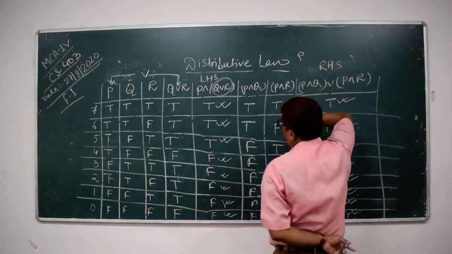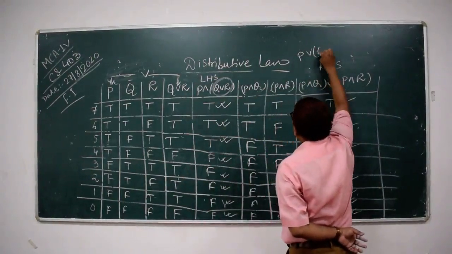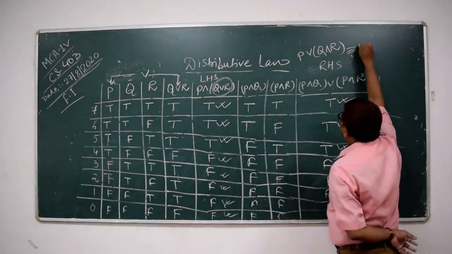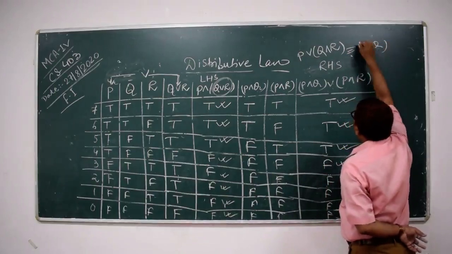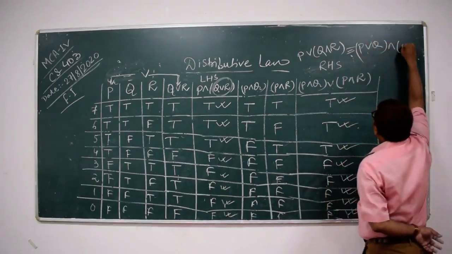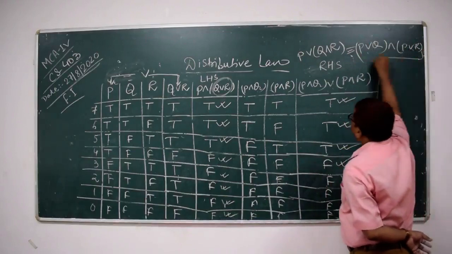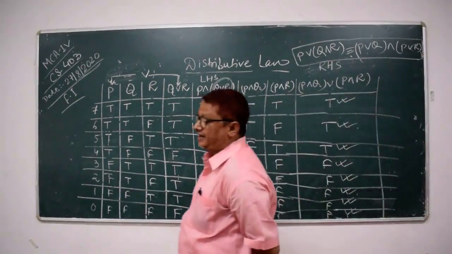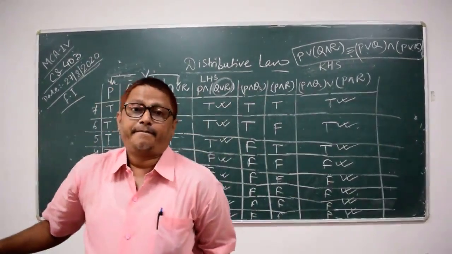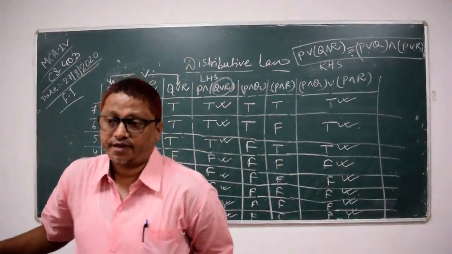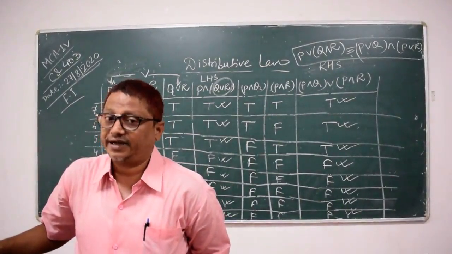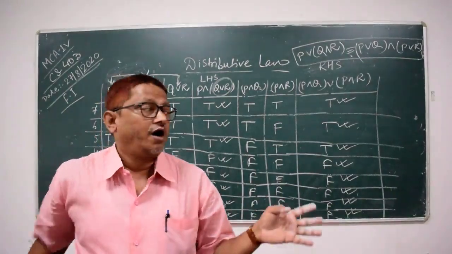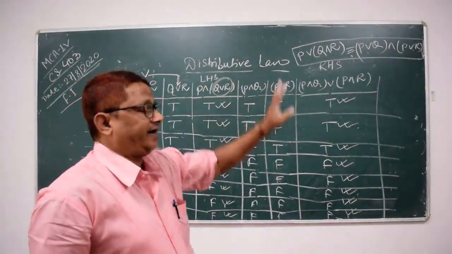P or (Q and R) is equivalent to (P or Q) and (P or R). But one thing you must remember, this distributive law is only valid in this mathematical logic, but not valid in general mathematics, because the sign of addition is distributed over P, Q and R.